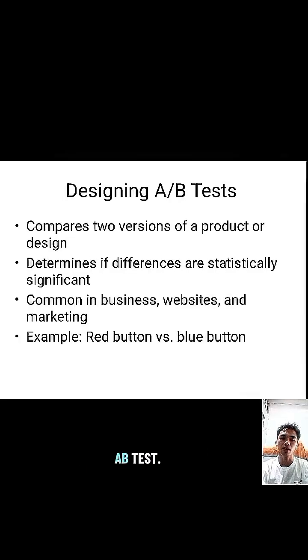Next is designing A/B test. A/B testing is a method used to compare two versions of a product, design, or strategy. For example, a company may compare two website designs to see which one attracts more customers. Hypothesis testing is used to determine whether the difference between the two versions is statistically significant. This method is common in business, marketing, and technology. Example, an online store may test whether a red button or blue button gets more customer clicks.